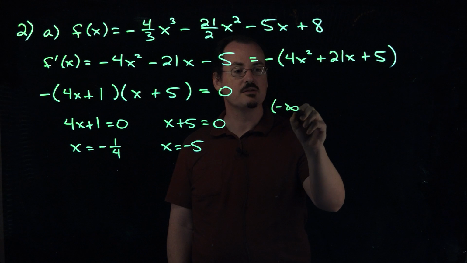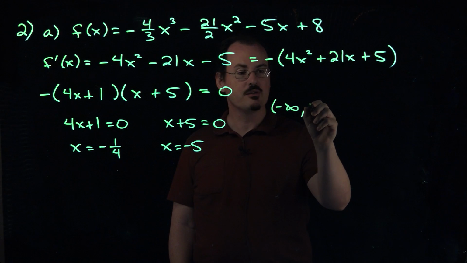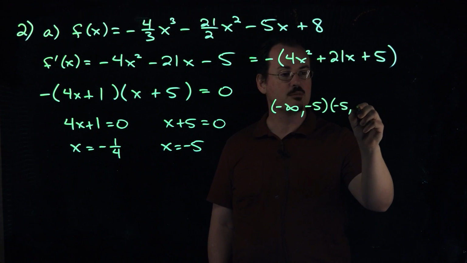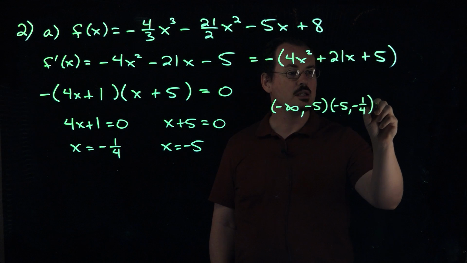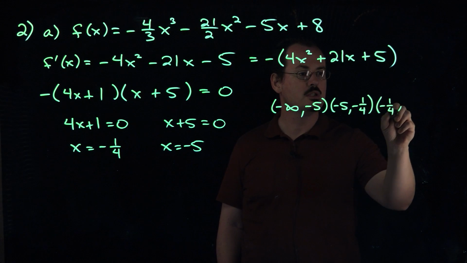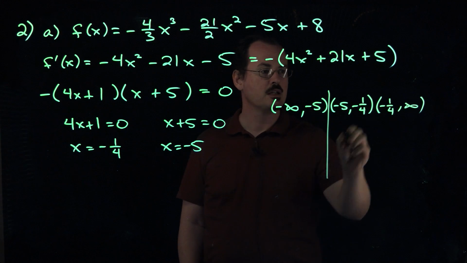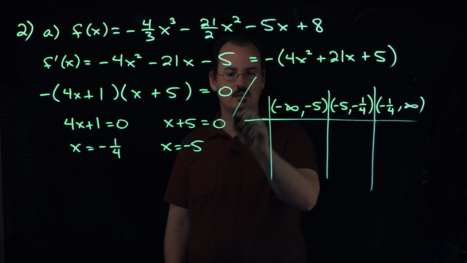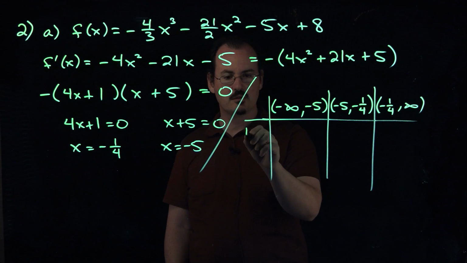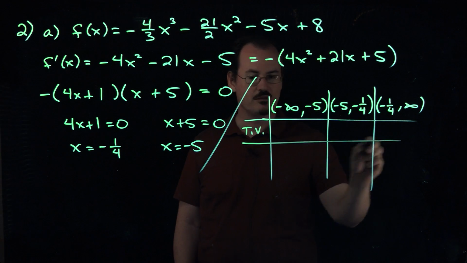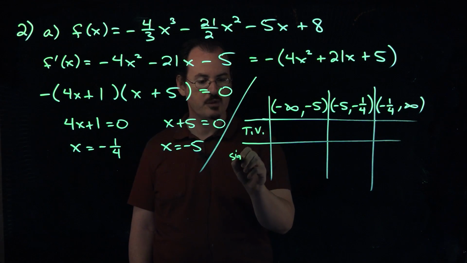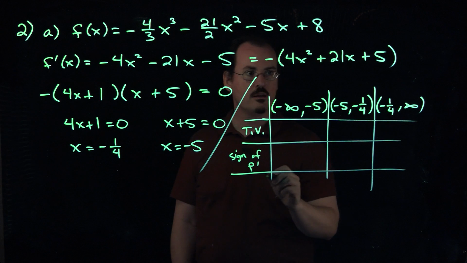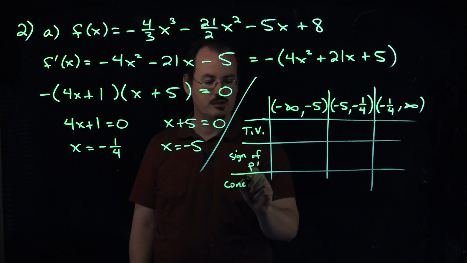So we'll go from minus infinity up to the smaller of the two critical numbers, that's minus 5. We'll go from minus 5 up to the larger of the two, that's minus 1/4. And then from there to infinity. Remember, we want to pick test values, and find the sign of the derivative, the sign of f prime. And finally, draw our conclusions from there.